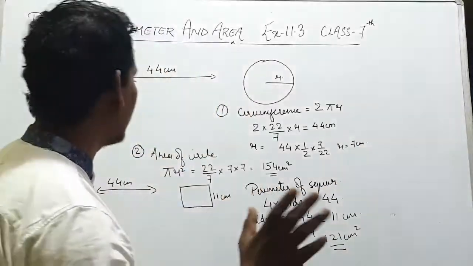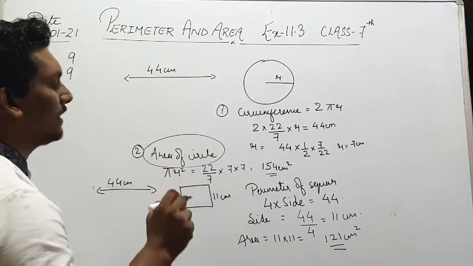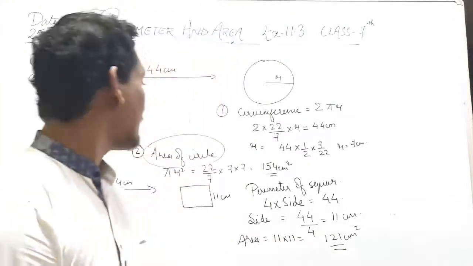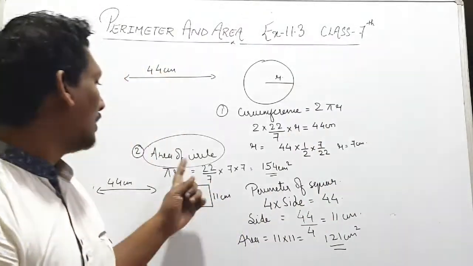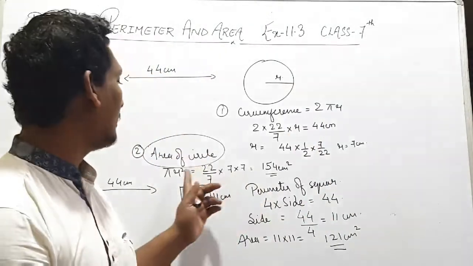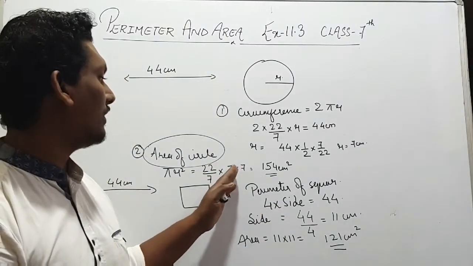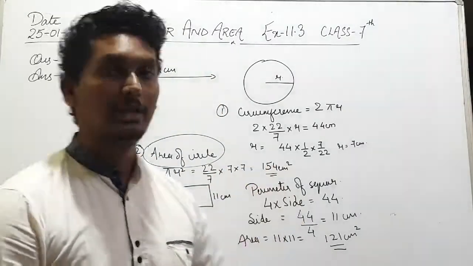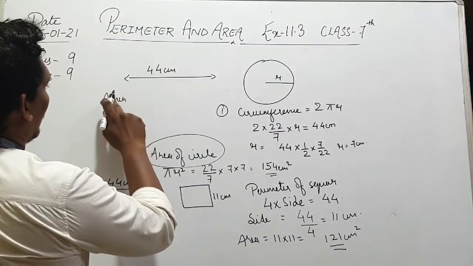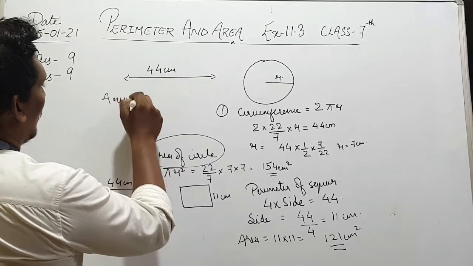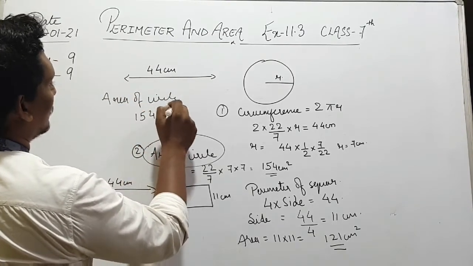After finding the radius, we have to find the next part, that is the area of the circle. For finding the area of the circle, the formula is pi r square. Here we got 7 centimeter radius. Put that 7 centimeter in this area of circle formula, that is 22 by 7 into 7 into 7. So here you will get the area of the circle, that is 154 centimeters square.